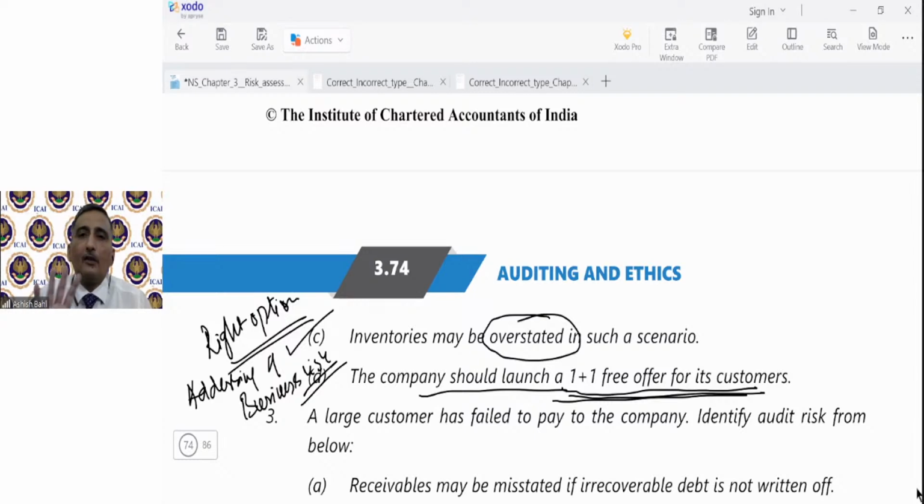Now, Sneha, I have also explained this in greater detail. Already this point has been explained in greater detail, that why understatement can't be there.